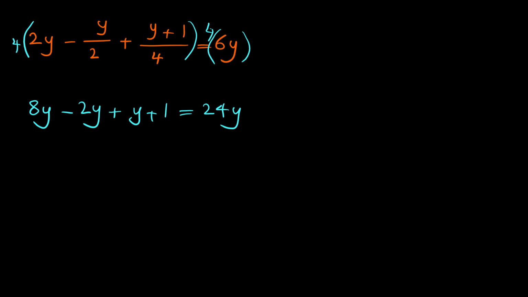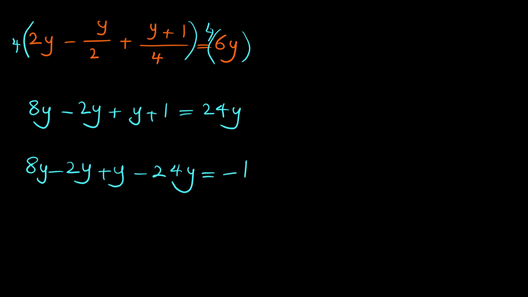As before, move variables to one side, numbers to the other side. So we keep 8y minus 2y plus y in the left, and we move 24y to the left. So we have minus 24y. The only constant term that we have is 1 in the left, that if we move it to the right, it would be negative 1.